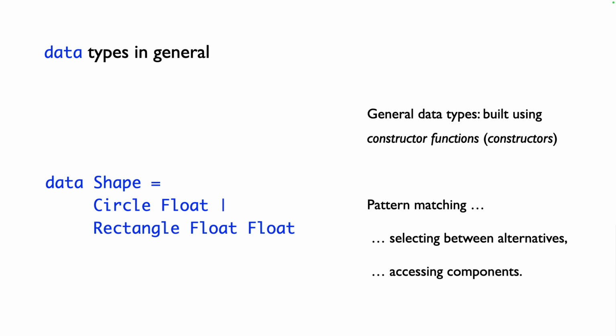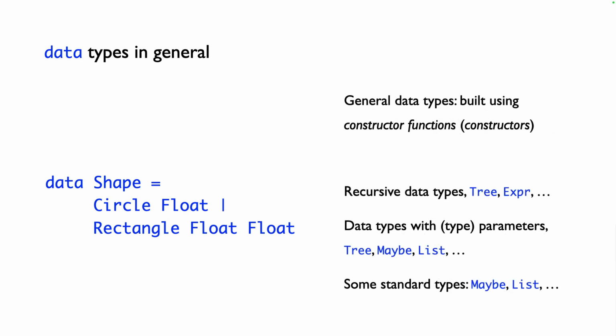So when we define a function over that type, we use pattern matching to select between those two alternatives. And then when we have chosen one of the alternatives, to pull out the components like the radius of the circle or the height and width of a rectangle.